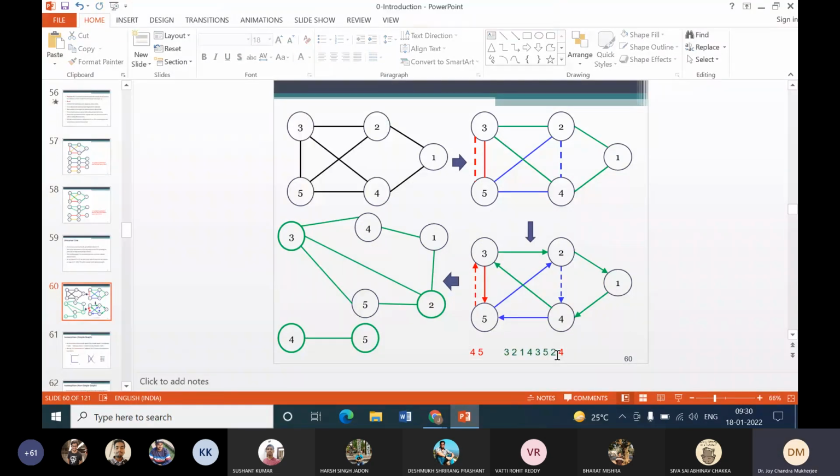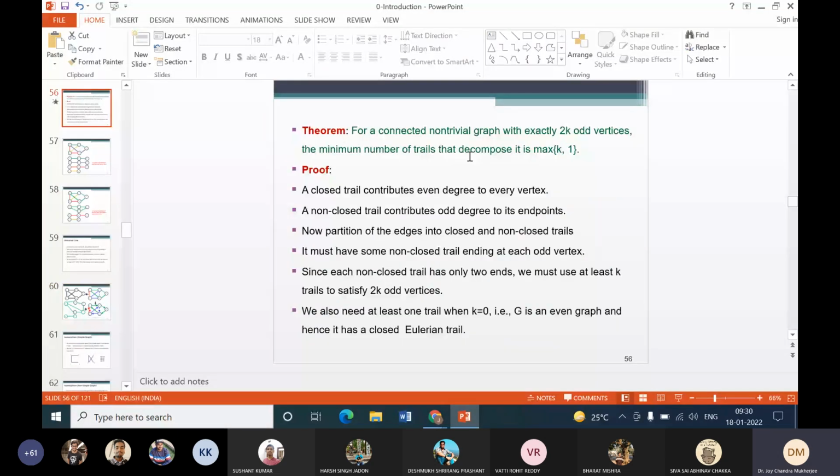So 4, 5 is 1, 2, and the second tour is 3, 2, 1, 4, 3, 5, 2. Okay, so these are the two trails I have got. So basically what this algorithm says is that if you are given any graph having 2k odd vertices, how can I divide it into k different trails?